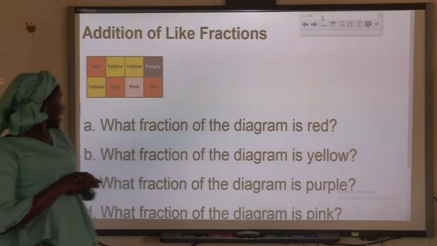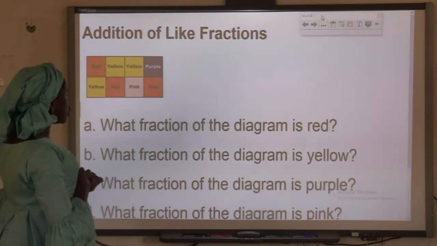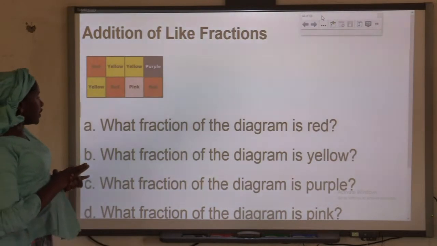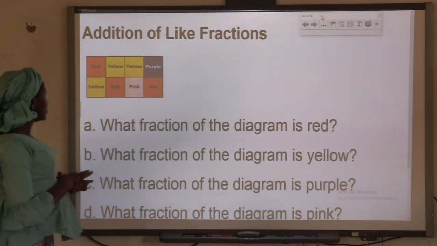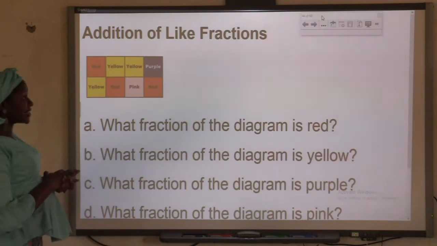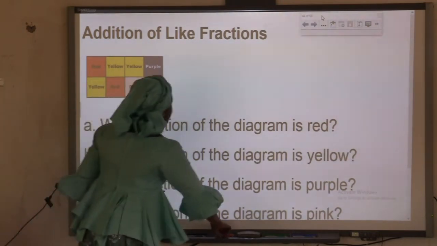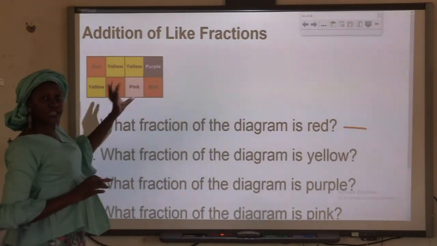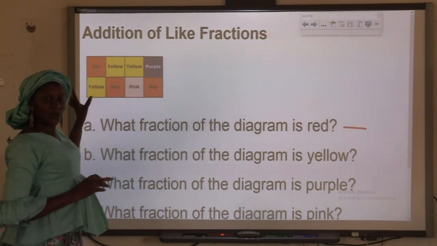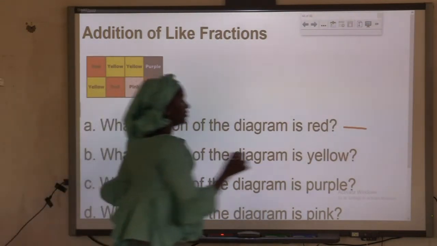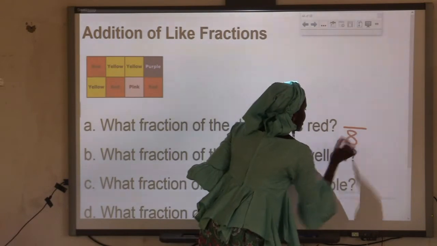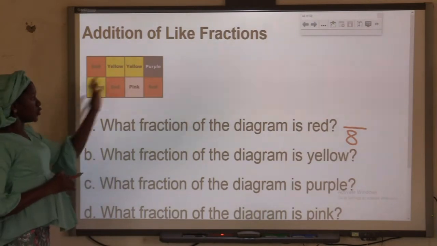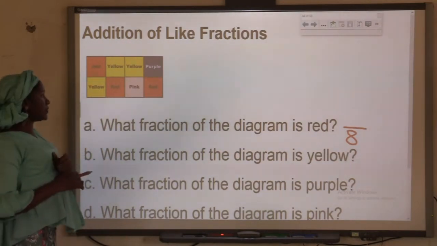Question A reads, what fraction of the diagram is red? Let's count how many reds are there. We know our denominator here should be what? Because it is a whole which is divided into 8 equal parts, our denominator should be 8.